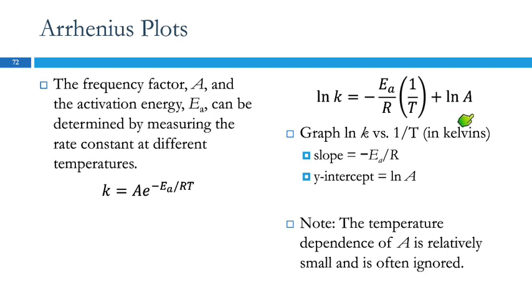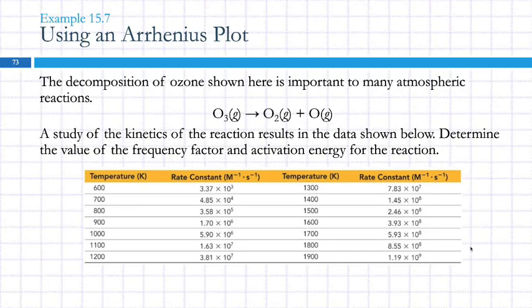The natural log of A, this factor, its temperature dependence is small. It does have temperature dependence, but it's small. And so a lot of times we ignore it. And since we're just starting out in this, we have the luxury of saying, we're going to ignore that. So how do you use an Arrhenius plot?